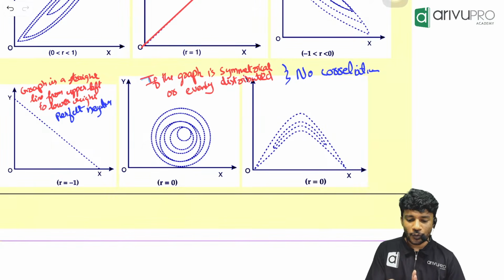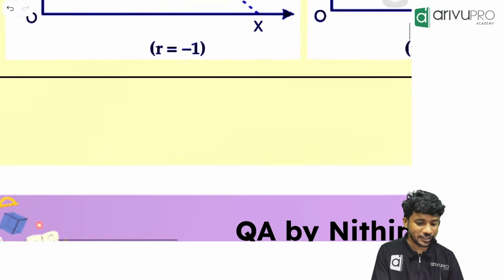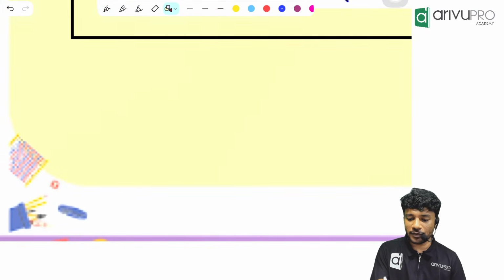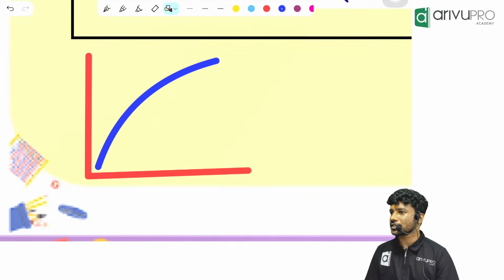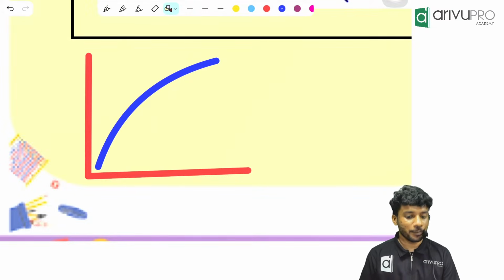Okay. Now, random question alert. You should tell me what type of graph it is and what type of correlation it is. Everyone ready? Online, offline, everyone ready for this? You should be able to get this. Now the x-axis and y-axis are there and the graph is like this. What type of correlation? Positive correlation. How do you know? Lower left to upper right.